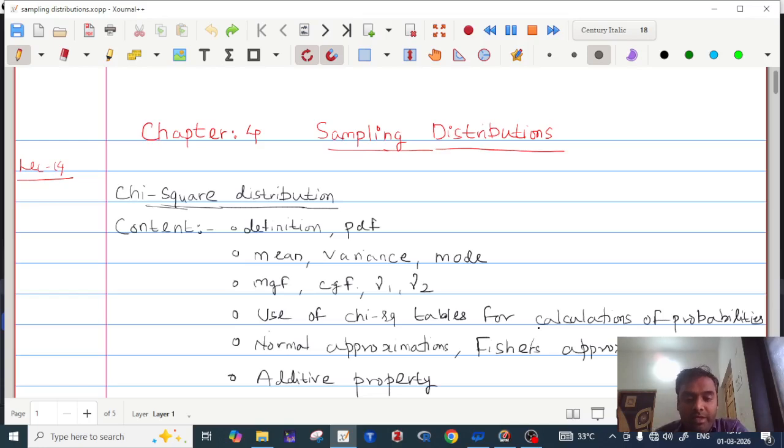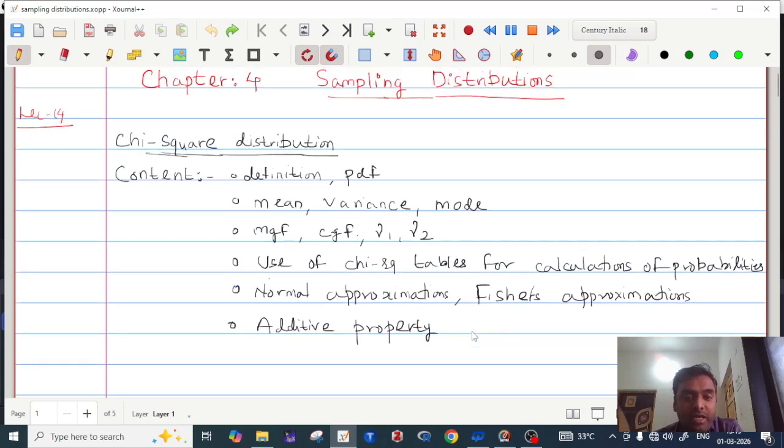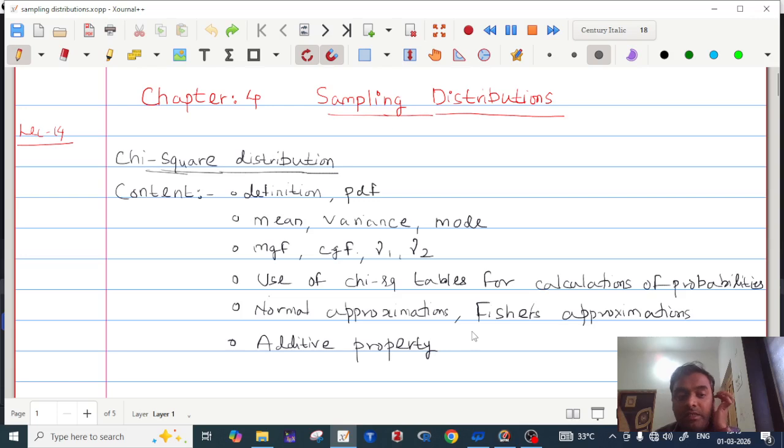From today we are going to start the next chapter, sampling distributions. So this is our lecture 14 of our course STMJ241. In this lecture we are going to discuss three sampling distributions. Namely, first one is chi-square distribution, then second one is T distribution, and third one is F.